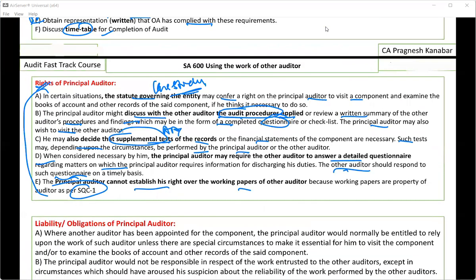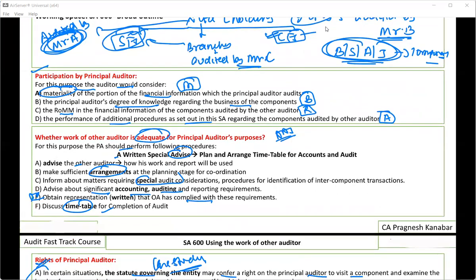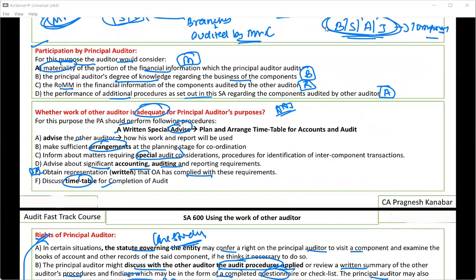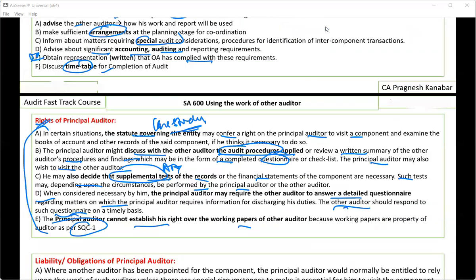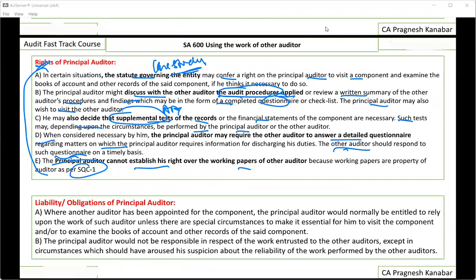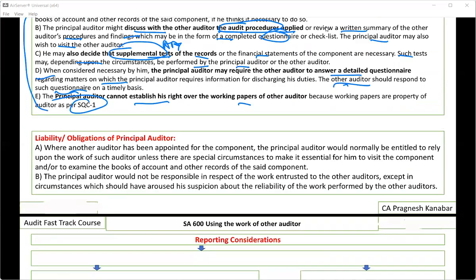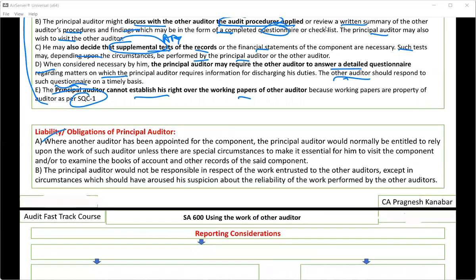What we were doing up till now, participation by principal auditor and whether the work of other auditor is adequate or not, these two are separate theory questions. All right. But what you have studied over here, this can be a case study based question. All right. Liability obligations of principal auditor.